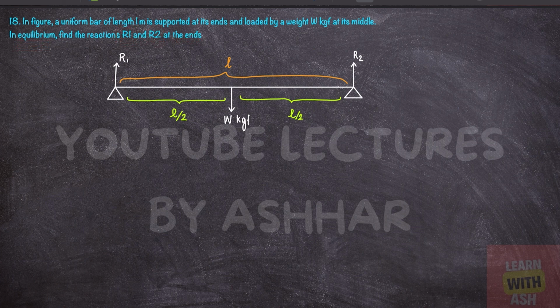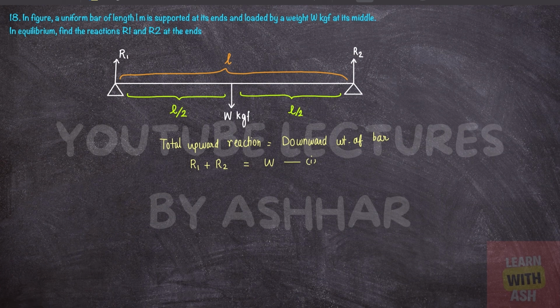So there is a simple concept over here that we can say that total upward reaction is equals to downward weight of the bar which is given to us. Now what will be the total upward reaction? The total upward reaction will be R1 plus R2. What will be the downward weight? That will be equivalent to W. Let us consider this as equation 1.